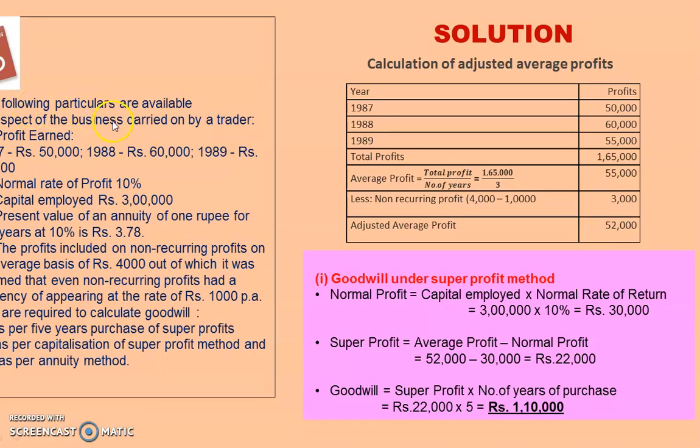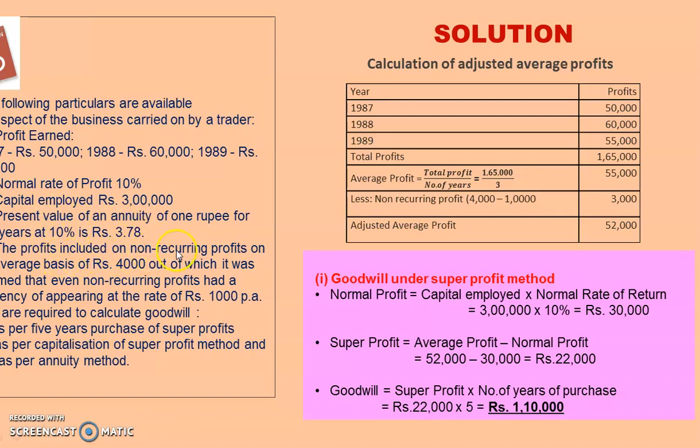See, the following particulars are available in respect of the business carried on by a trader. Profit earned for the years 87, 88, 89 are given. Normal rate of profit is 10%, it is nothing but normal rate of return. Capital employed is 3 lakh. Present value of annuity of 1 rupee for 5 years at the rate of 10% is 3.78.